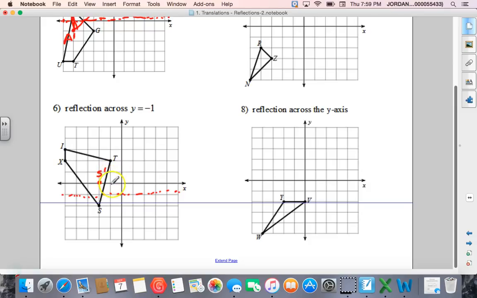T is 1, 2, 3 above, so we're going to reflect it to 1, 2, 3 below. Here's T prime. And then X is 1, 2, 3 above, so it's going to be 1, 2, 3 below.